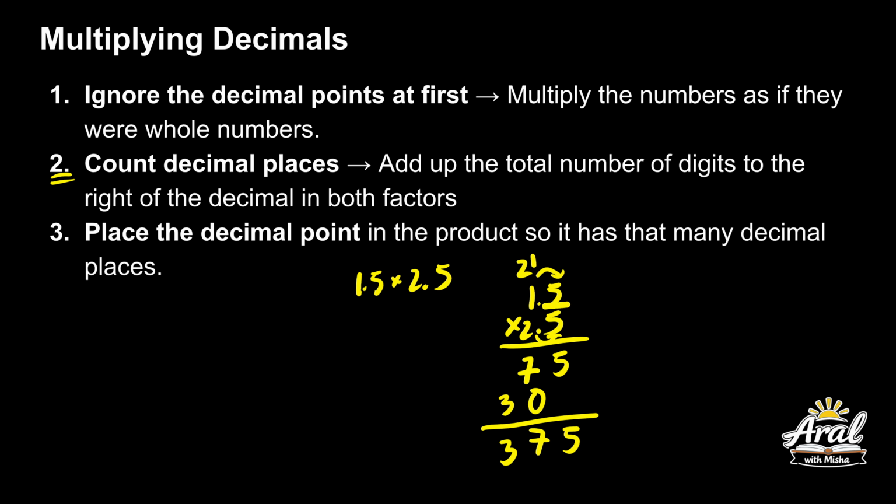Step 2, count decimal places to the right. Ito ilang decimal places? 1. Ito 2. So, 2. Then, place the decimal point. Ibig sabihin dito ka mag-count. 1, 2. So, the answer is 3.75. Alright? So that's your answer there. Gets? Next tayo.